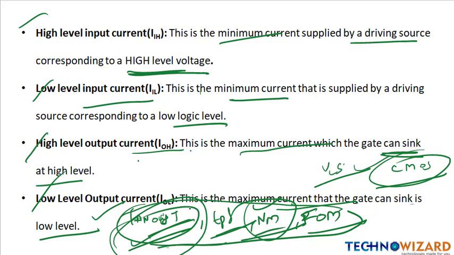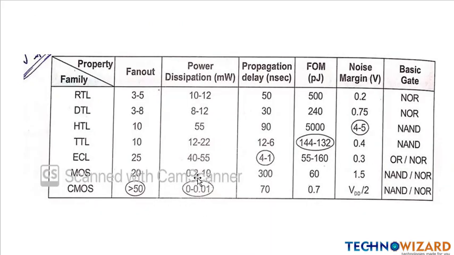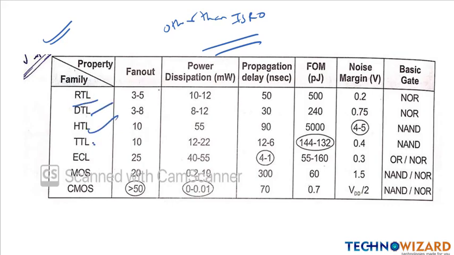The last one is a table. This table is not necessary for ISRO, but I have given it for students who are preparing for exams other than ISRO. There are many types of logic family like resistor transistor logic, DTL direct transistor logic, STL, TTL, ECL emitter coupled logic, MOS, CMOS. Fan out for RTL will be 3 to 5, 3 to 8. These are the values for fan out and power dissipation for these logic families.